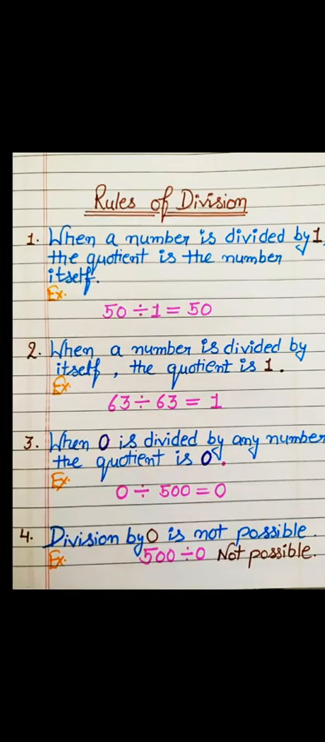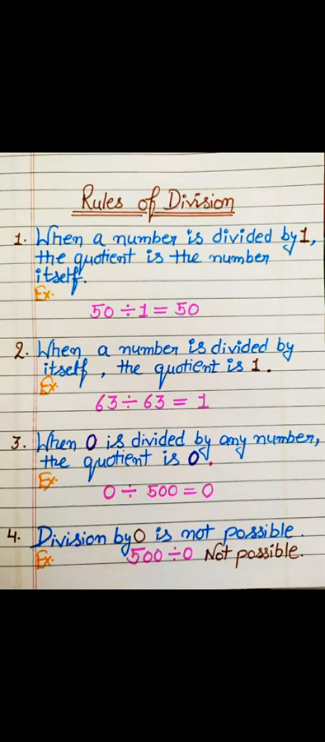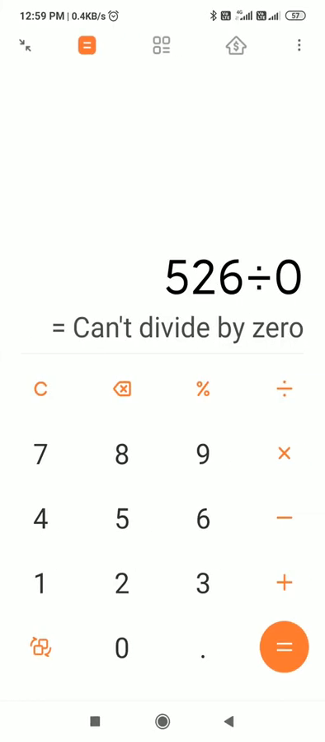Then, listen students, division by 0 is not possible. 0 can be divided by any number, but any number can't be divided by 0. As you are seeing in the example, we can't divide 500 by 0. Even if you use a calculator and divide 526 by 0, you will find a result such as can't divide by 0, or infinite, or error. So 0 can be divided by any number, but any number can't be divided by 0.